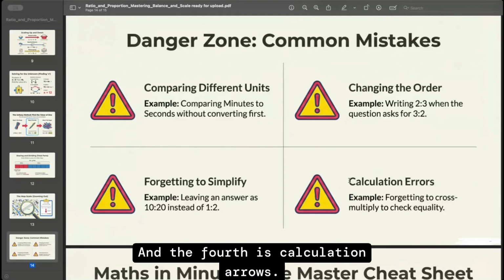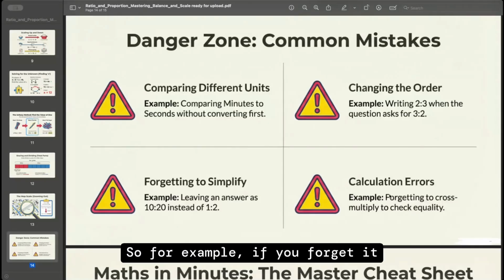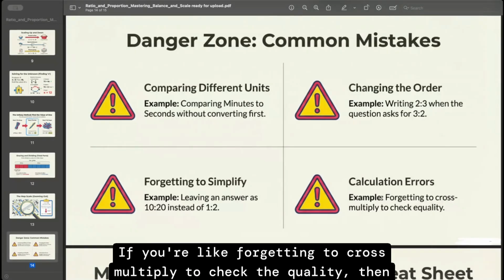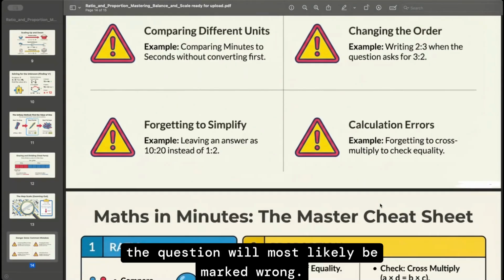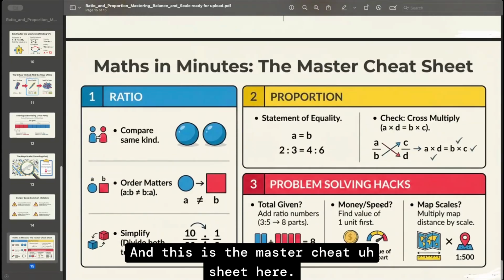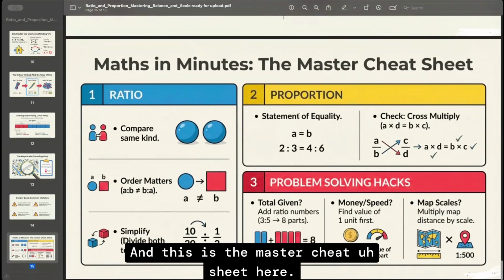And the fourth is calculation errors. So for example, if you're forgetting to cross multiply to check the equality, then the question will most likely be marked wrong. And this is the master cheat sheet here.